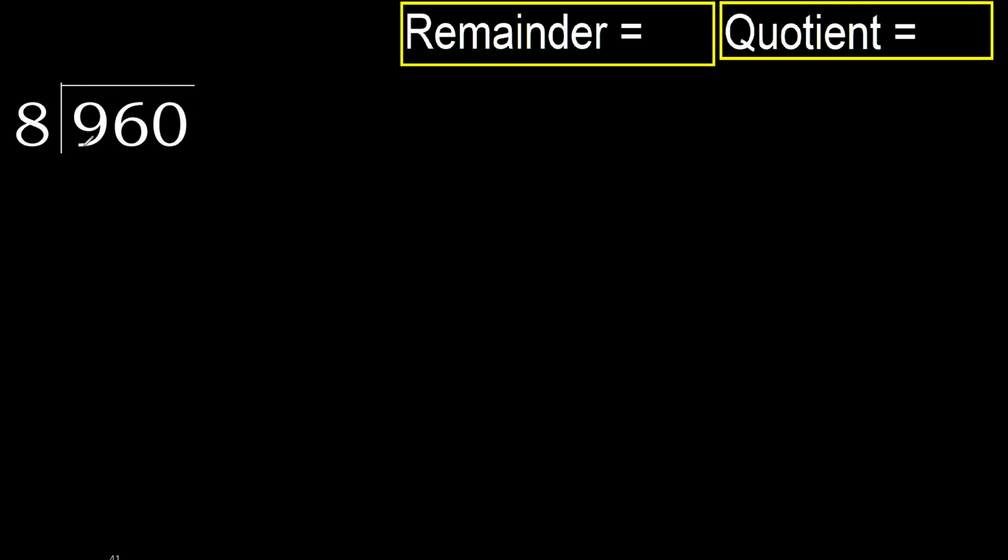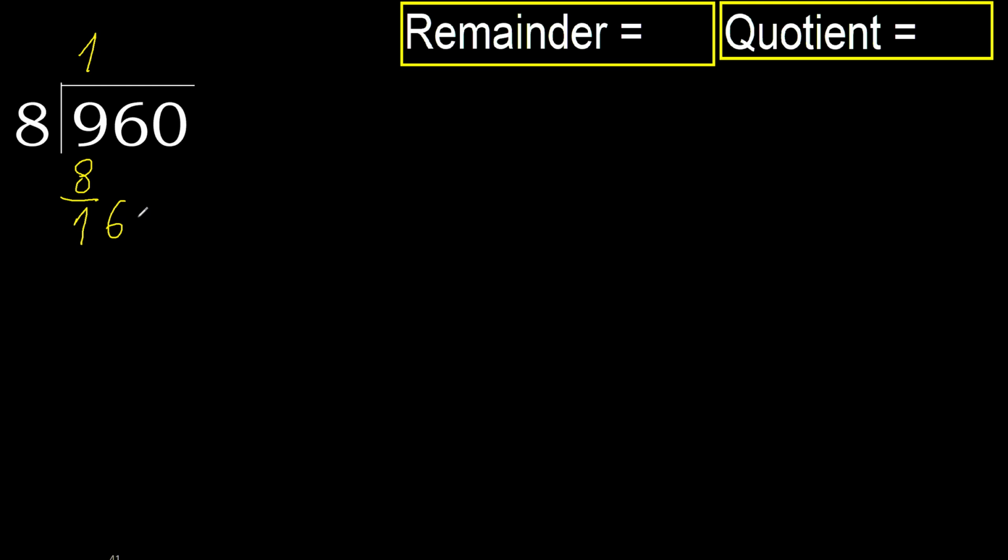960 divided by 8. 9 is not less, therefore we take 9. 8 multiplied by which number is nearest to 9, but not greater? 8 multiplied by 2 is 16. 16 is greater. Multiplied by 1 is 8, which is not greater. Okay. Subtract: 9 minus 8 is 1.